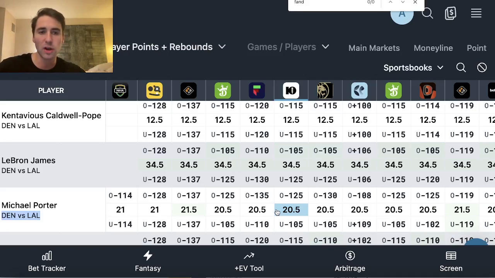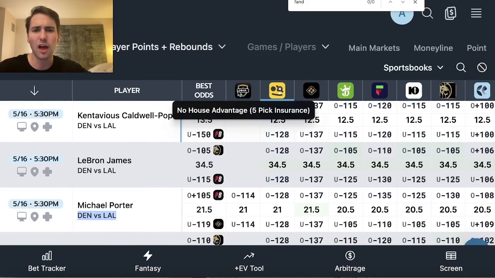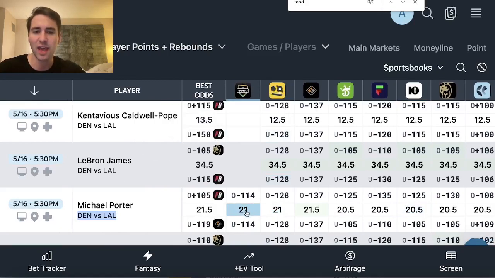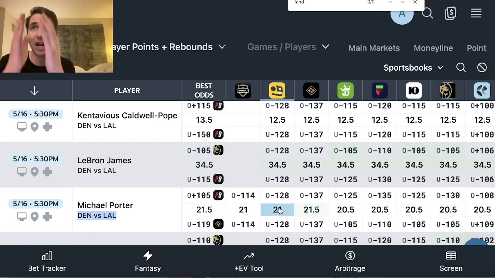All the sports books are at 20.5. And then you look at the other fantasy sites, No House Advantage and Parlay Play. Those are 2 other sites that work like PrizePicks. They have Porter's line lower as well at 21. So we want to take Porter's under, right? We have numerous data points telling us that Porter's line should be at either 20.5 or 21. PrizePicks is at 21.5. They're too high.